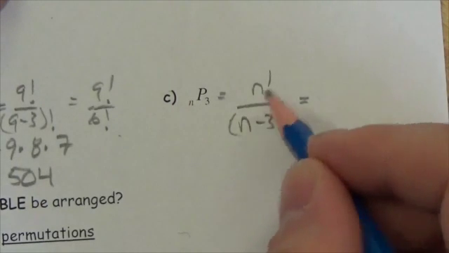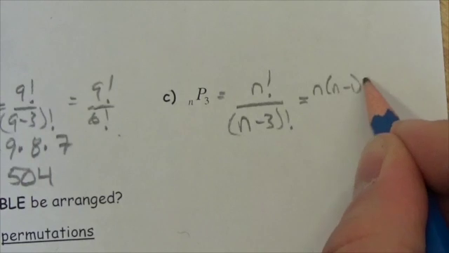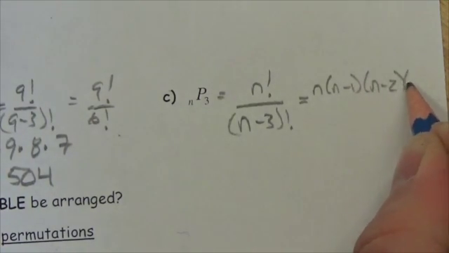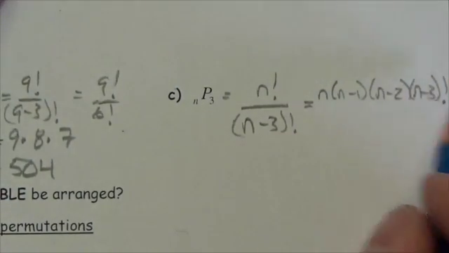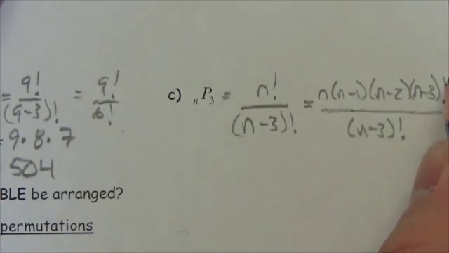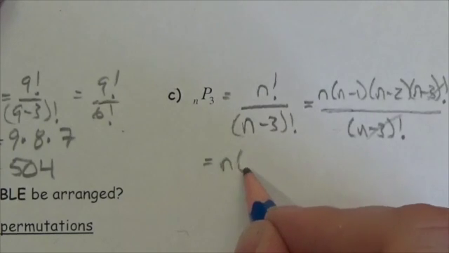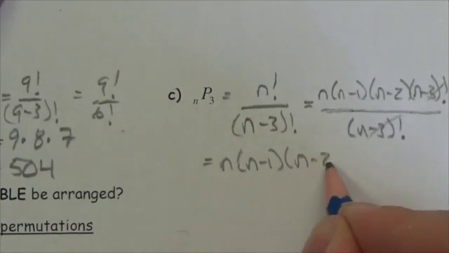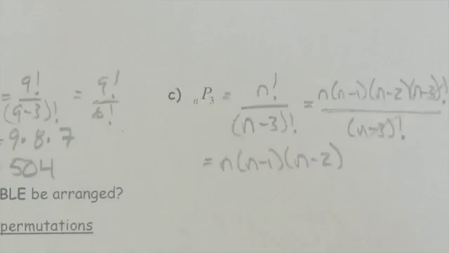n factorial is going to be larger than n minus 3 factorial, and n factorial will be n times n minus 1 times n minus 2, and then n minus 3 factorial, which means it's going to go all the way down to 1. I'll divide that by n minus 3 factorial, and so those factors will cancel. We'll be left with n times n minus 1 times n minus 2, which we could expand out if we needed to, or we could just leave it like that. It depends on what the intention of the question is.